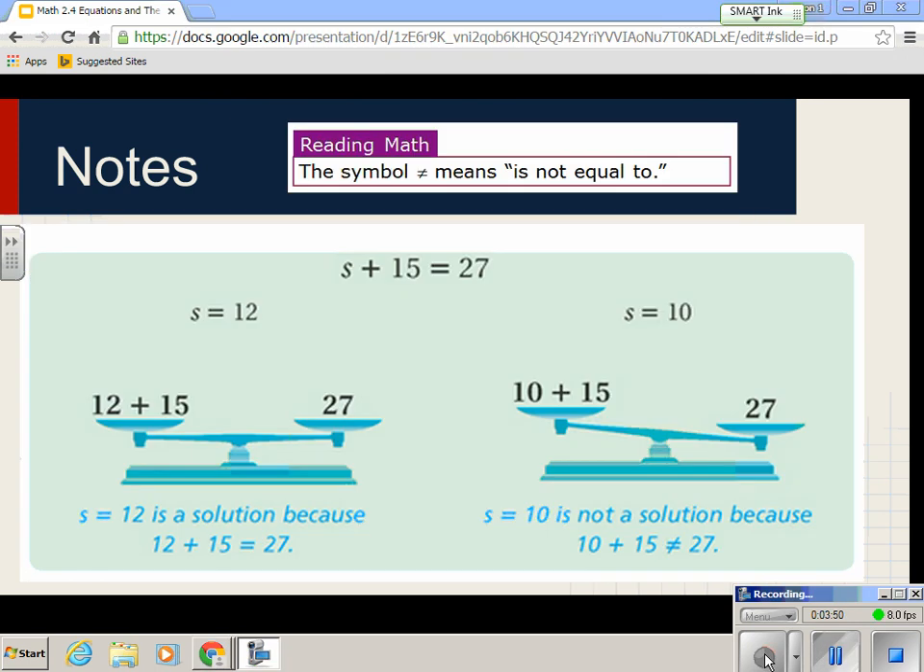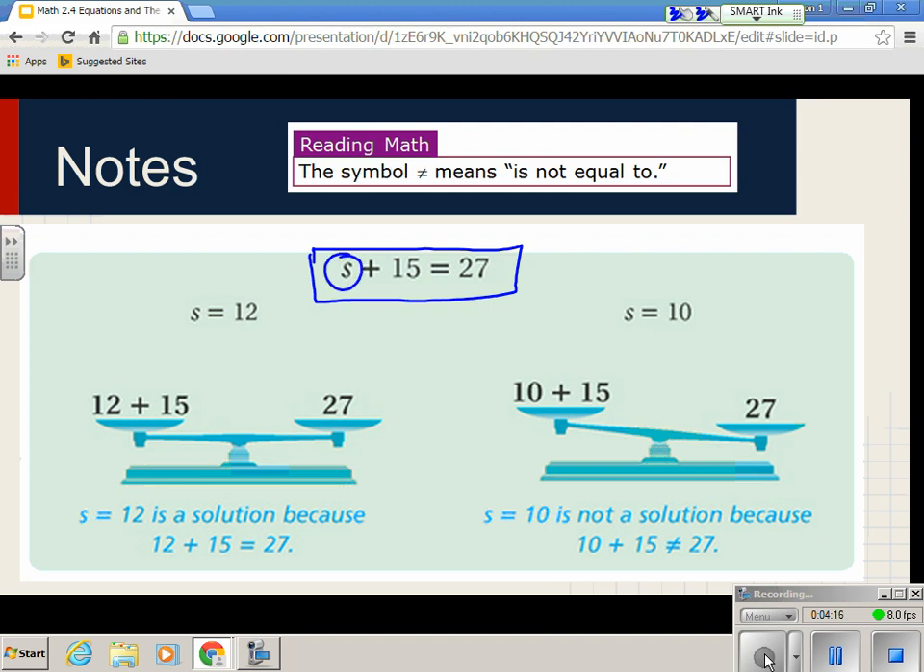Let's take a look at two more examples using the balanced scale and not balanced, or solution on left, not solution on right. So if you were given a problem like s plus 15, and you probably should put this in your notes, but I'll leave that up to you. Okay, you have a problem like s plus 15 equals 27. You have to find out, what does s actually equal? What is it that goes here that will make this a solution? Well, if we just pick two numbers and randomly try them out, all you've got to do is put what s equals in for each one and see if you get the right value.